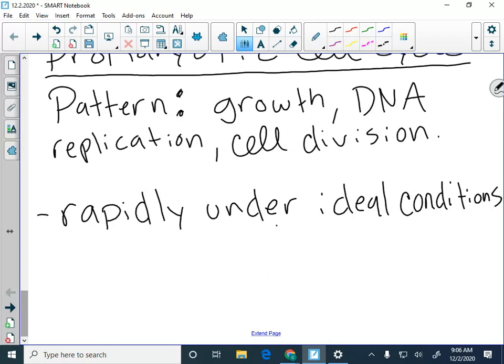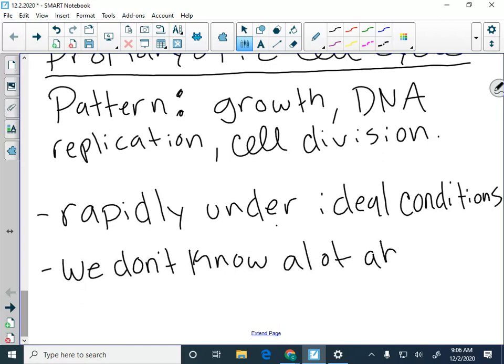But we don't know a lot about the details. When stuff on a cellular level happens really quickly, it's really hard to study. We don't know what triggers it. We don't know a lot of the chemicals that go into it. We don't know if there's an underlying pattern or if there's an underlying regulation system. We don't know a heck of a lot. There is always job security in biology.